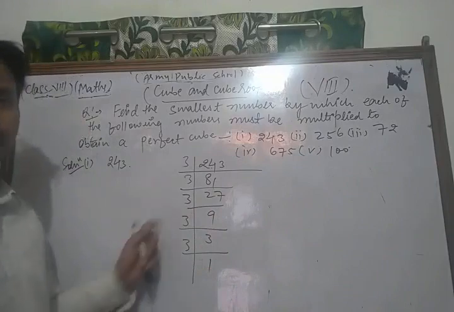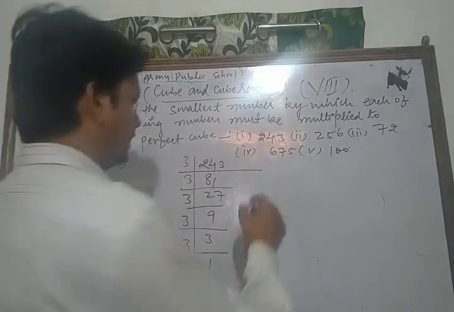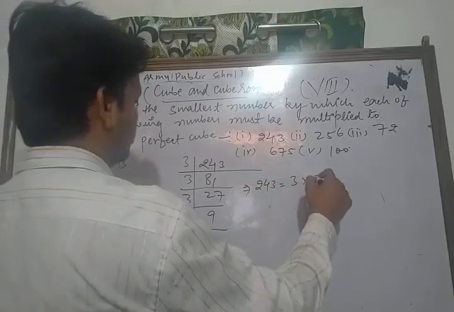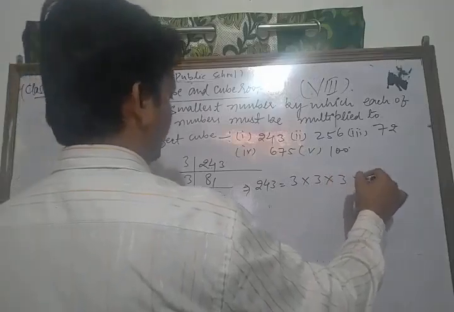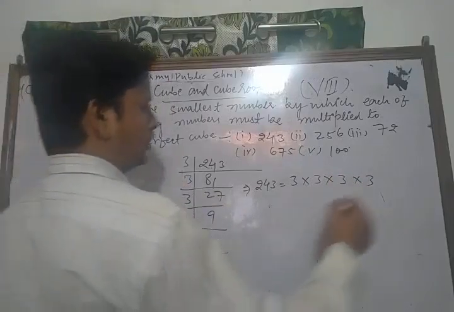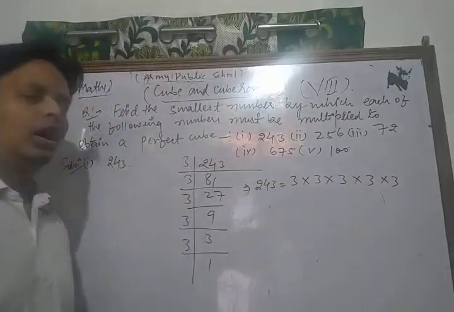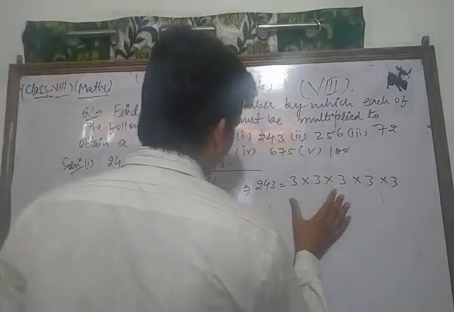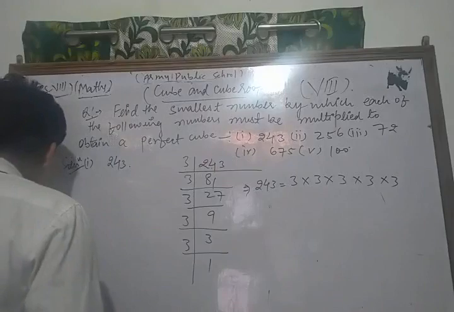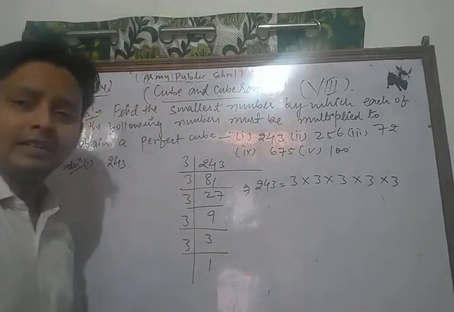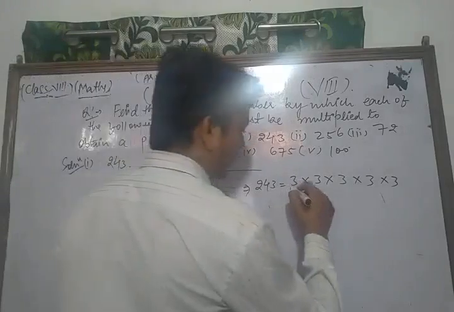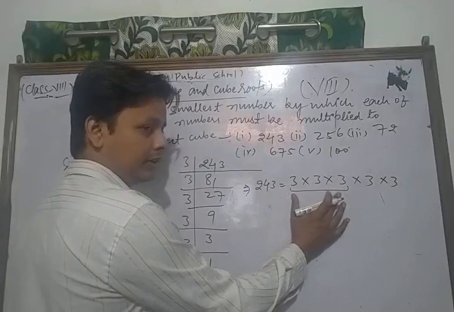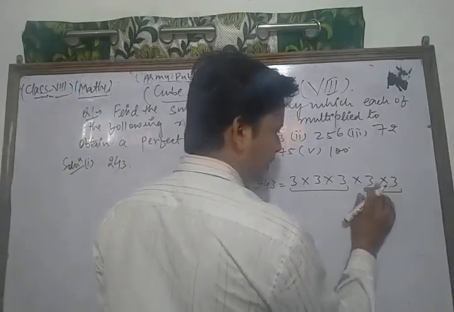Now we do their prime factorization. So what do we get? Here we get 243 as 3 into 3 into 3 into 3 into 3. Now after that, we form the grouping of the factors in triplets of equal factors. So here, this is the grouping of 3s in triplet form. Now here 3 appears 2 times.